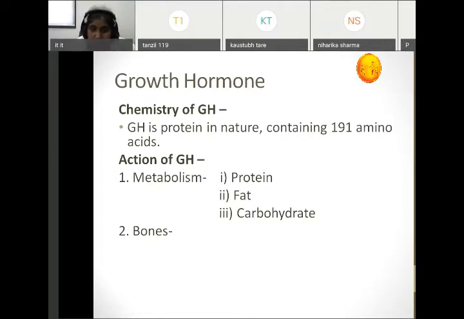They act through a substance that is called somatomedin C. What is that? Somatomedin C, which is synthesized in the liver. It is of two types. It is also called growth hormone. And second is somatomedin C, it is synthesized in the liver.